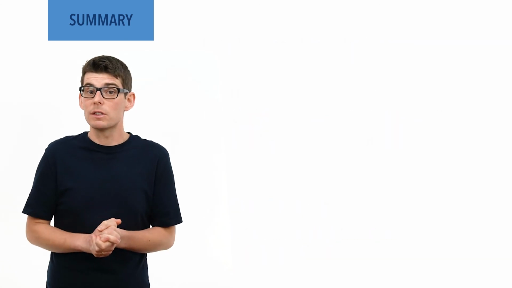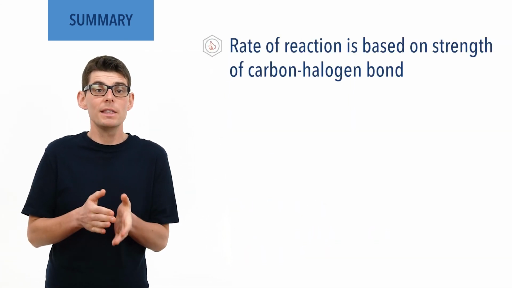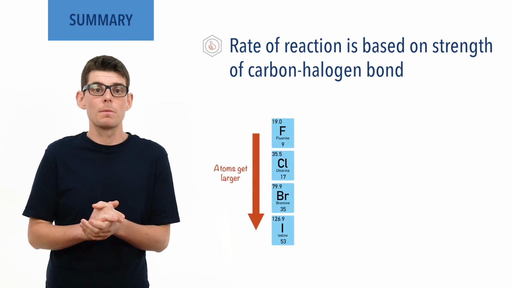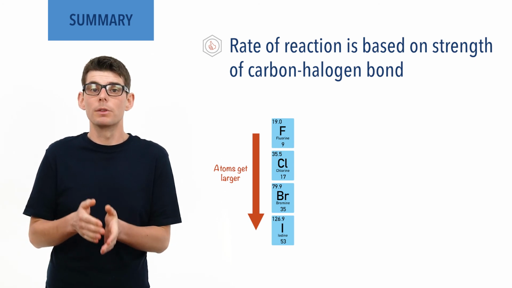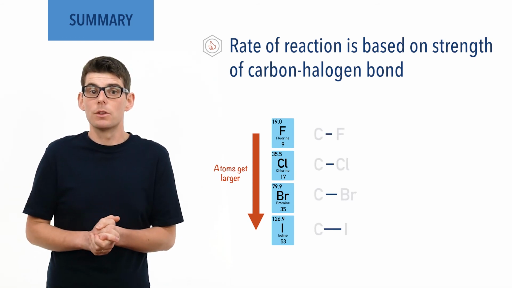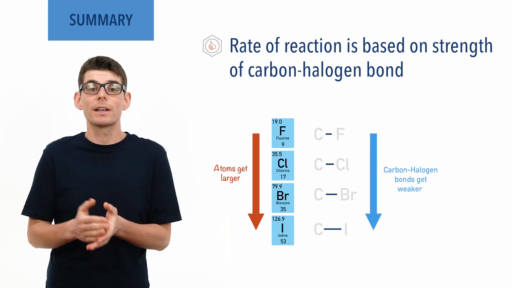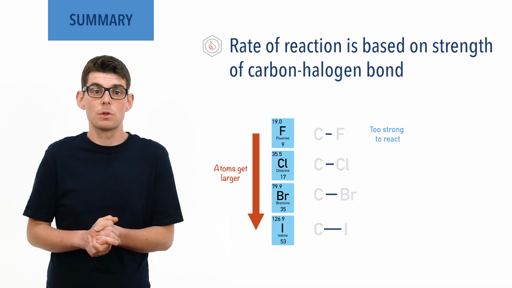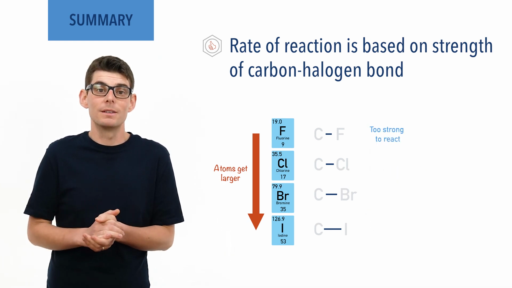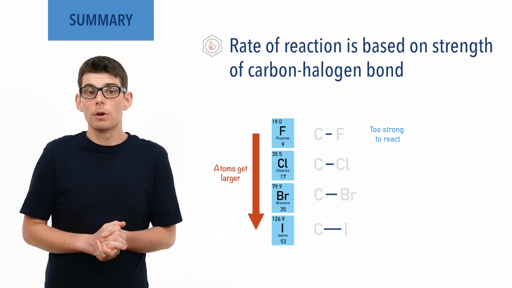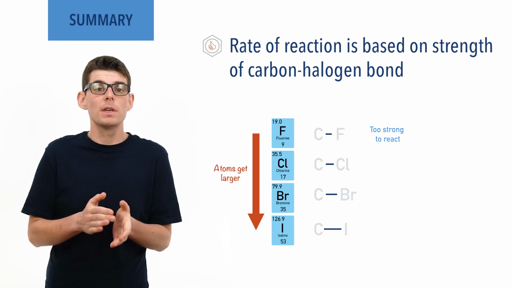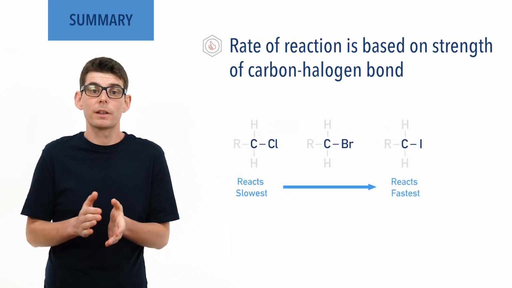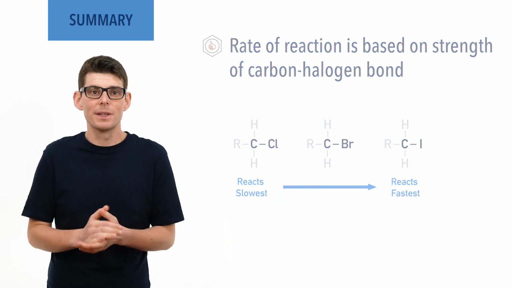The rate of reaction is determined by the strength of carbon-halogen bond in the original halogenoalkane. As halogen atoms get larger as you go down group 7 in the periodic table, the carbon-halogen bonds get longer. This makes the carbon-halogen bond weaker, and as a result, it can react faster. Carbon-fluorine bonds are too strong to break in these nucleophilic substitution reactions, making fluoroalkanes unreactive. Iodine carbon bonds are weaker than bromine carbon bonds, and bromine carbon bonds are weaker than chlorine carbon bonds. As a result, iodoalkanes react fastest and chloroalkanes react slowest.